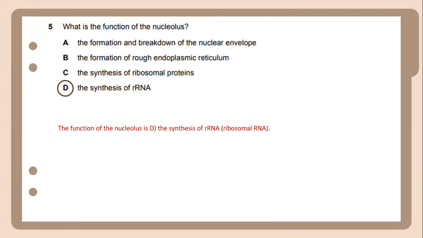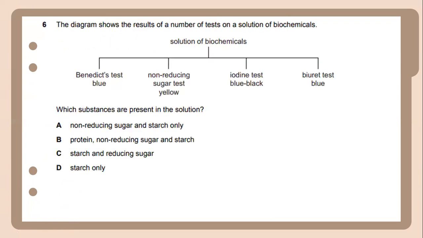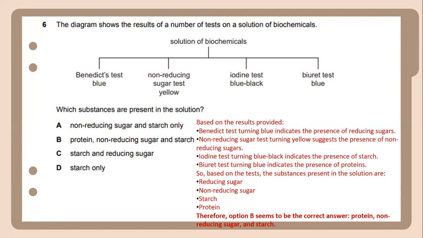The answer is D. The diagram shows the result of a number of tests on a solution of biochemicals. We have Benedict's test blue, non-reducing sugar test yellow, iodine test, it turns blue-black, and biuret test, it turns blue. Which substances are present in the solution?